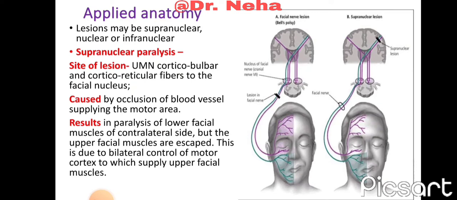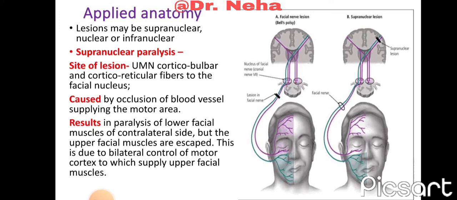Next, come to the applied aspects. The lesions of the facial nerve may be supranuclear, nuclear, or infranuclear. First, supranuclear paralysis. That is, the site of lesion of the facial nerve lies because of the injury of upper motor neuron, that is the corticobulbar and corticoreticular fibers to the facial nucleus.